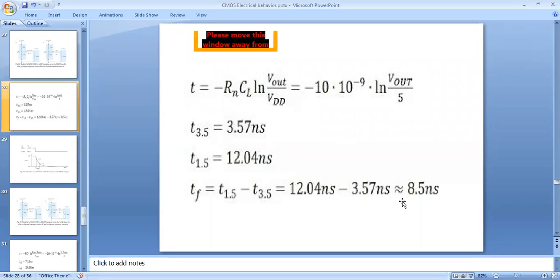Any doubts in this analysis? Or did you get this value? Anyone respond?